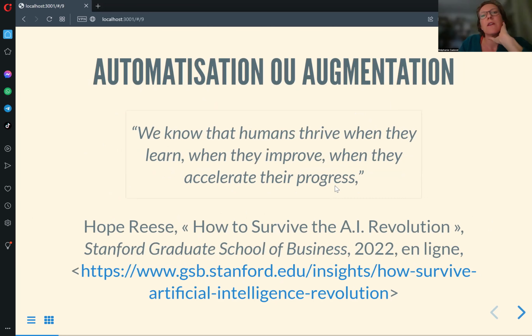In an article for Stanford Graduate School of Business, Hope Rees puts into tension the notion of augmentation versus automation. Augmentation, computer-assisted creation or manufacturing, etc., is what will allow inclusive growth, while automation will accentuate the current negative economic trends, and it is indeed in this opposition that the technomyths are articulated. So what we have to look at is what tasks will be automated and what tasks will be augmented.